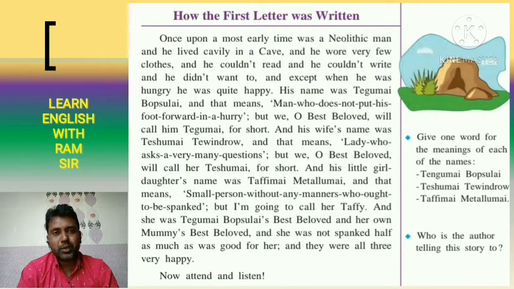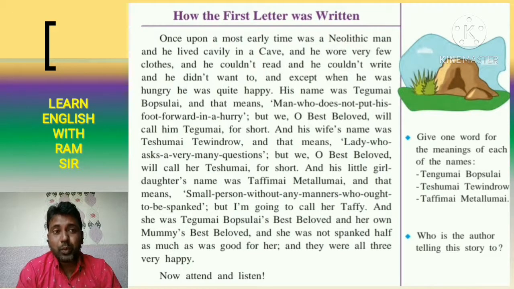In his condition, ye insaan bahut happy tha, right? And his name was Tegumai Bopsulai. Okay, what's his name? Tegumai Bopsulai. That means man who does not put his foot forward in a hurry. It means aisa insaan jo apna kadam soch samajh ke hi aage badhata hai. Even this person is doing all the things after thinking a lot about the situation. So this person is clearly the example of patience.